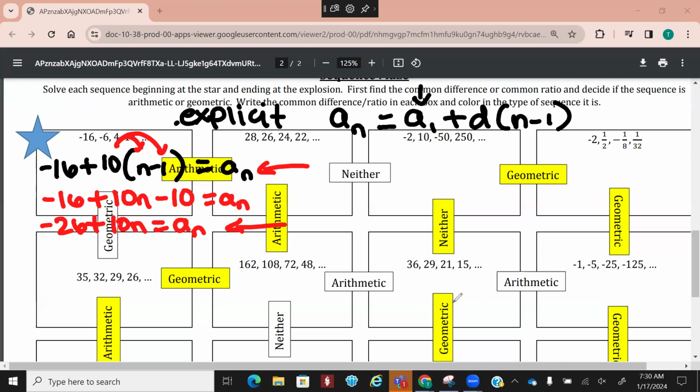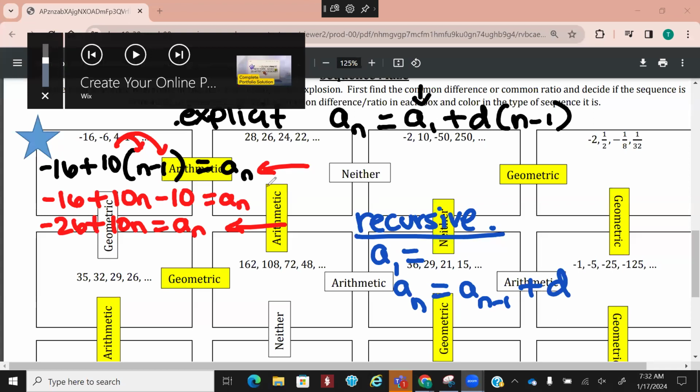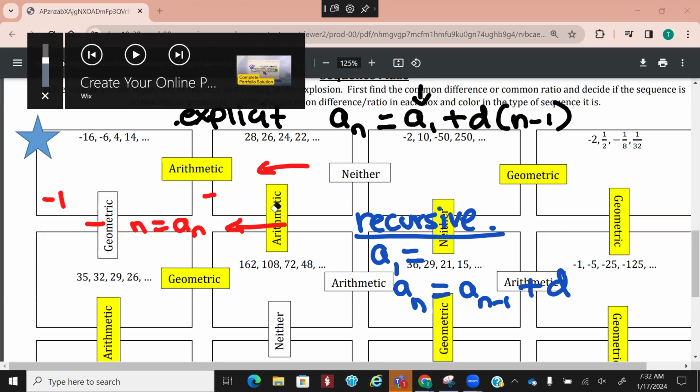Now, the other one that we talked about was called recursive. And what you do with recursive is you list out what your a sub 1 is, and then you say a sub n is equal to a sub n minus 1 plus d. This one's a little easier to plug in. You don't have to do a whole lot, and I'll show it to you in just a second. So take a moment, finish writing down the recursive. Okay, so we're going to write the recursive formula now. I'm going to erase this so we can focus on just the recursive.